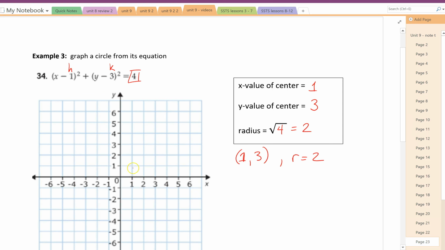So I'm going to go over 1, up 3, there's the center. The radius is 2. So I'm just going to find a few points that are 2 units away from the center, and I can kind of sketch in my circle here. It doesn't have to be perfect. That right there is good enough.